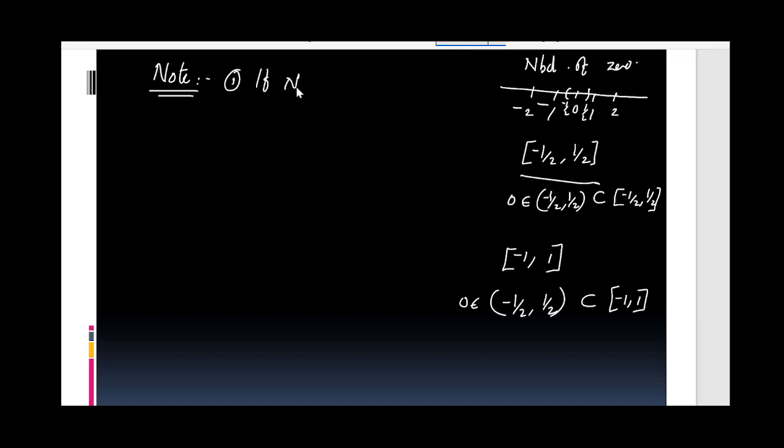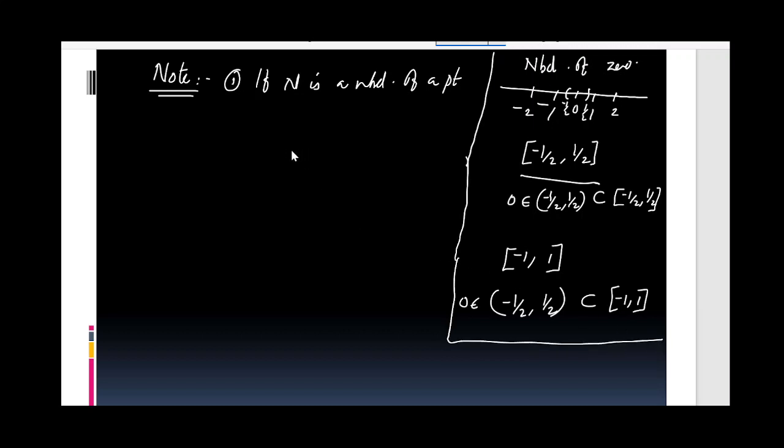Note 1: If N is a neighborhood of a point X, then any superset of N is also a neighborhood of X. Any superset is also a neighborhood of X.